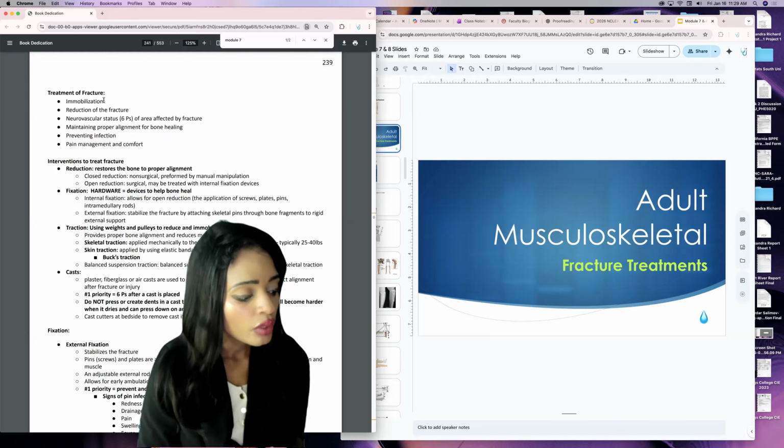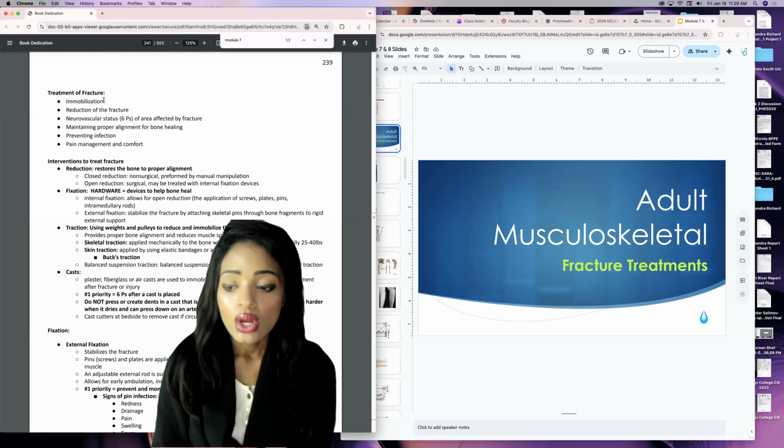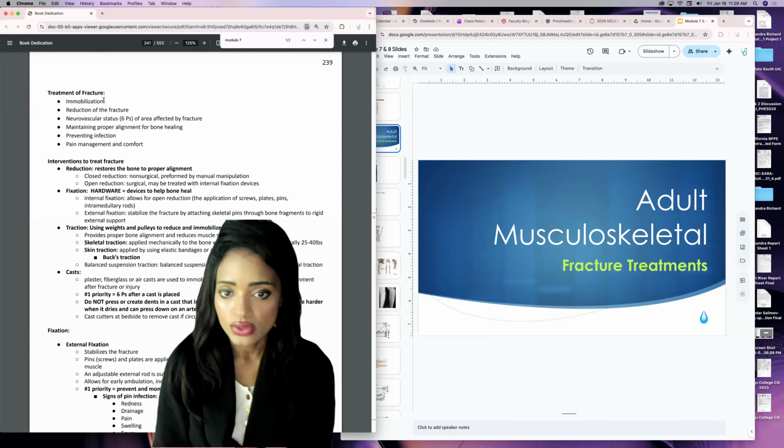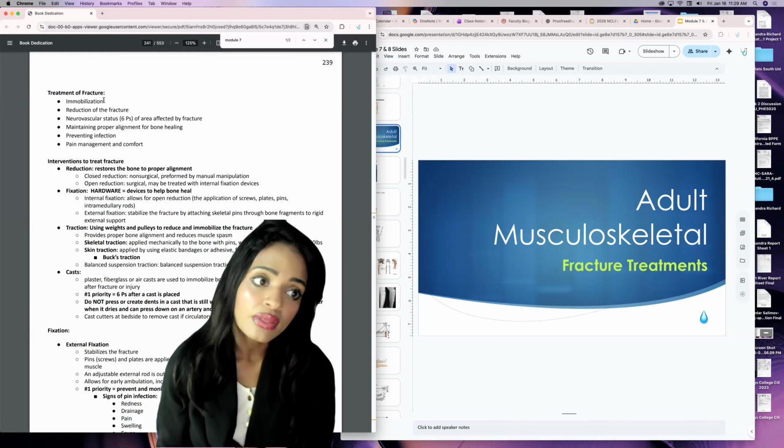Okay, so why do we want to immobilize a fracture? When someone has a fracture, we don't want them to keep walking on it or keep using the area that's injured, because we don't want them to damage that area worse and cause other issues.